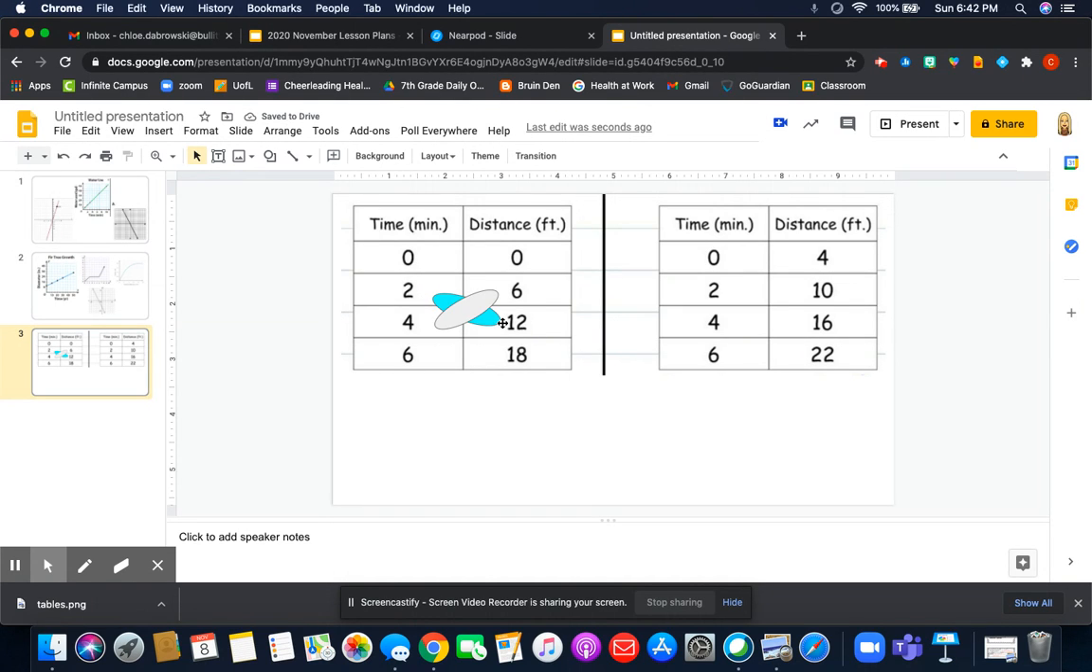2 times 12 is 24. 6 times 4 is also 24. That is good. Scoot them down one more time. 4 times 18 is 72. 12 times 6 is also 72. So we would say yes, this table does have a proportional relationship. All of our cross sections, when multiplied together, equal each other.